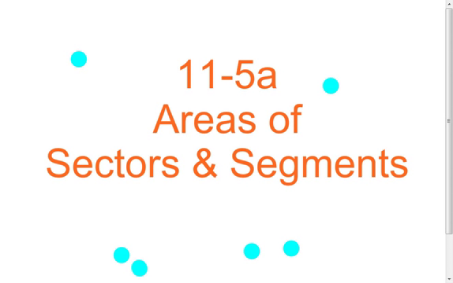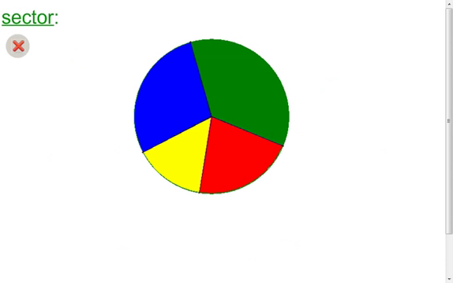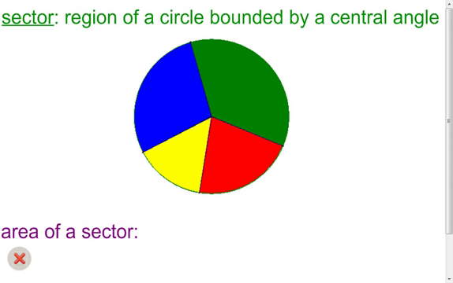In this lesson, I'm going to look at how we're going to calculate the area of a sector and then the area of a segment of a circle. So the first one we're going to look at is the sector. And what is a sector before we look at how we're going to calculate its area?